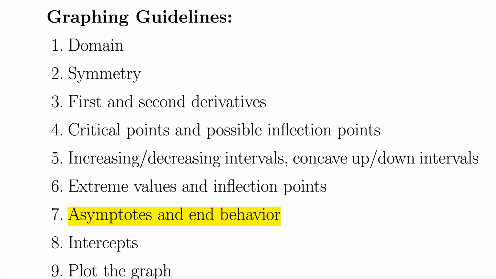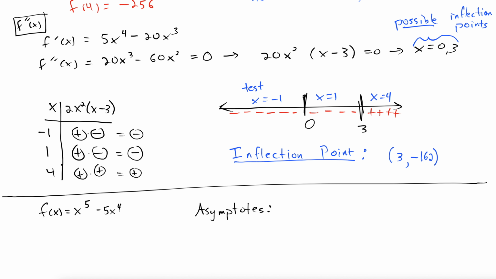We have completed steps 1 through 6. Step 6 being to identify our extreme values and inflection points, which is the point of all that taking of derivatives, the first and second derivatives, solving for those values, checking the intervals. So next we're on to step 7, asymptotes and end behavior. Recall that our function is f of x equals x to the 5th minus 5x to the 4th. When we say asymptotes, we're referring to vertical asymptotes, but this is a polynomial, so we have none. So we lucked out on that one. Just say none.